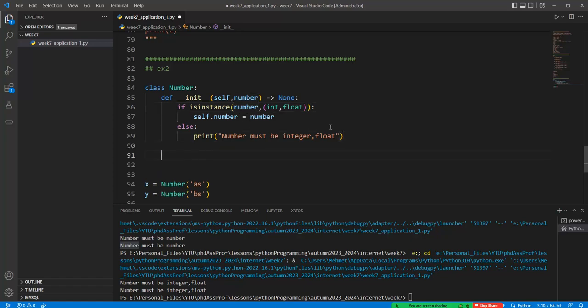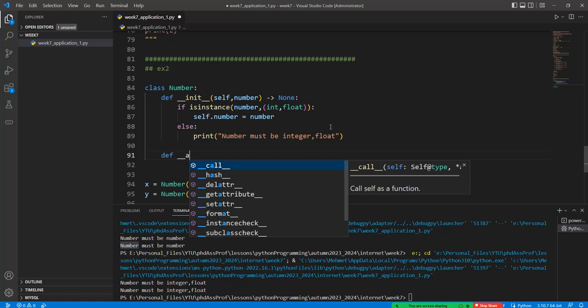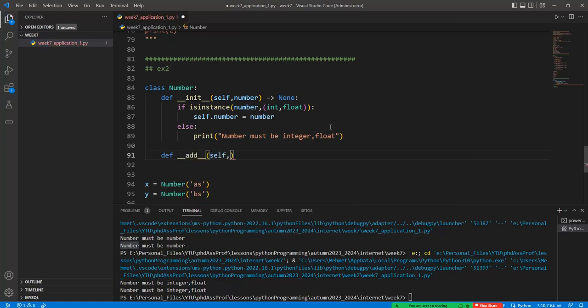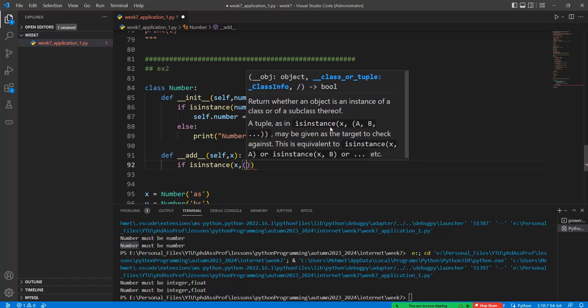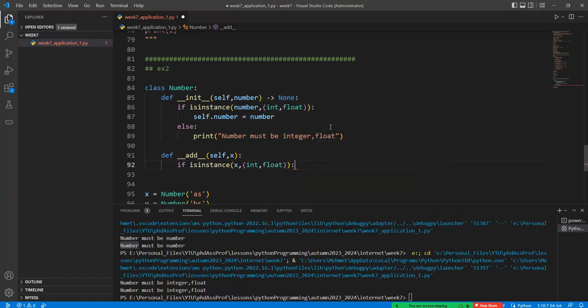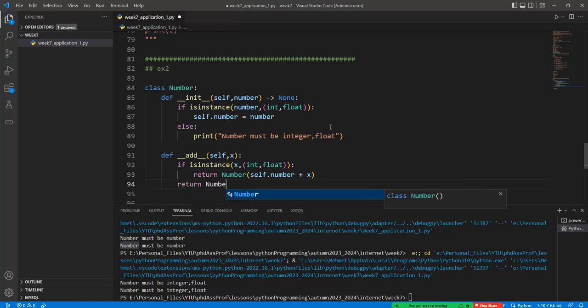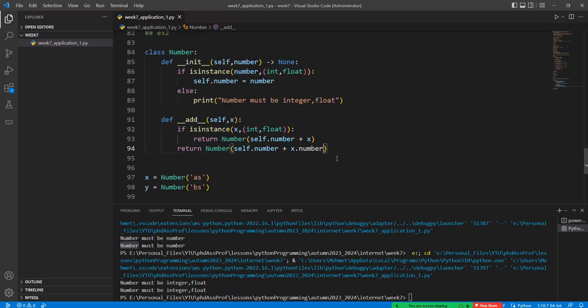Okay, and then if we have this property, we can give the add function here like this one, with self and x. If isinstance x is an integer or float, it can be added, and then we return the self number plus x. This x is given as an integer or float, but otherwise, if it is true, we should give self number plus x number.